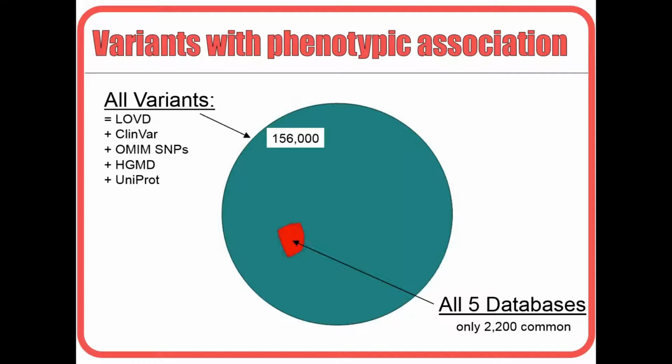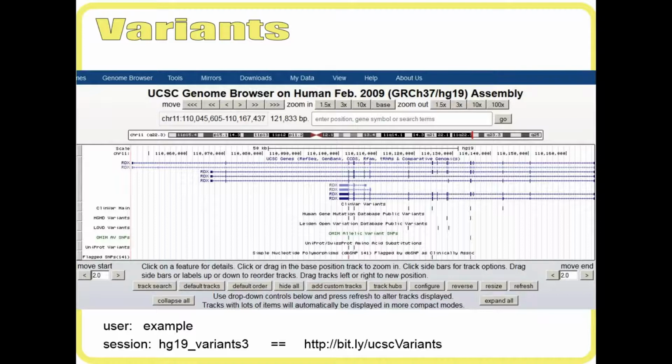And so that's one of the values of the Genome Browser: we import the data from all of those locations, and then you can see where your variants are, where they're collected, and you get the details from those individual sources. And you can see here, in this RDX gene, there are several variants that are present in only one of the databases displayed. Some of them are in more than one, and none of them is in all.